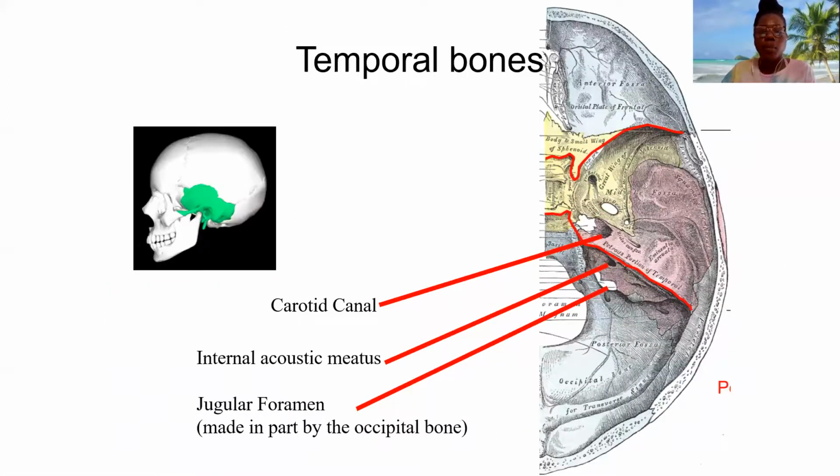Continuing on with the temporal bone, let's look at some of the openings that are found in the temporal bone. We've got the carotid canal, which allows the passage of some of the carotid structures. We've got the internal acoustic meatus, again, a meatus leading to the inside of the skull. This is the continuation of the external acoustic meatus. And then we've also got the jugular foramen, which is a shared foramen. It's made partly by the temporal bone and partly by the occipital bone, which we talked about earlier.